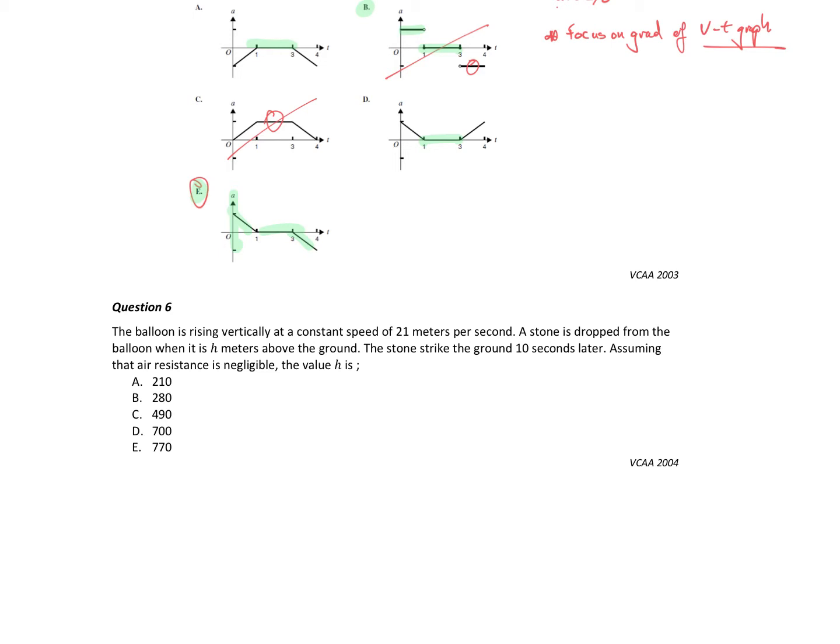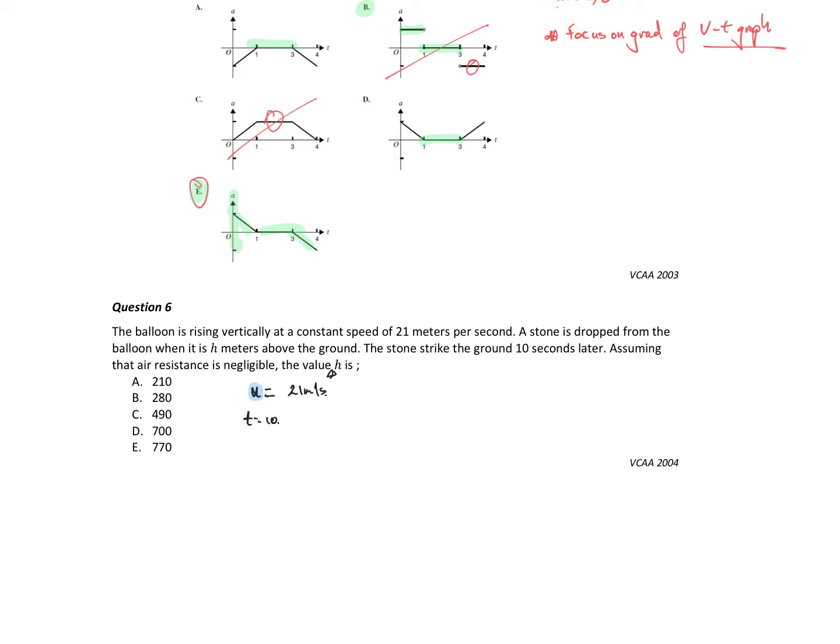Let's work this one out. A balloon is rising vertically at a constant speed of 21 meters per second. A stone is dropped from the balloon when it is h meters above the ground. The stone strikes the ground 10 seconds later. T is equal to 10.